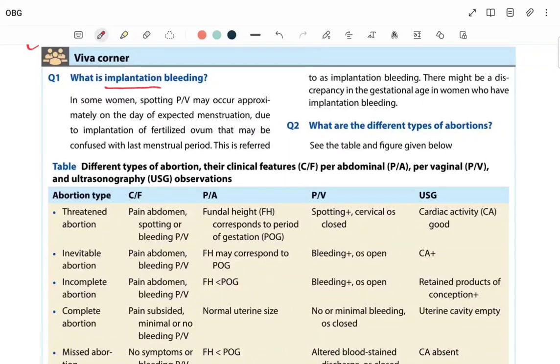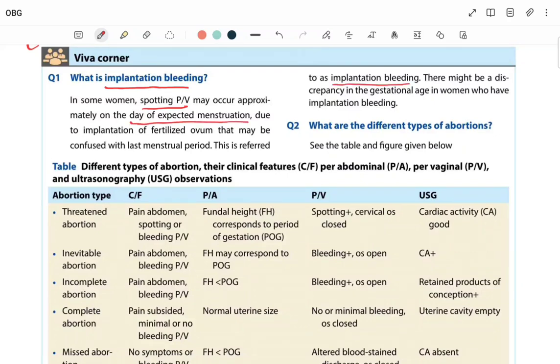So what is implantation bleeding? Implantation bleeding is, in some women, spotting PV may occur approximately on the day of expected menstruation due to implantation of the fertilized ovum, which may be confused with the LMP. There might be a discrepancy in the gestational age in the women who have implantation bleeding.